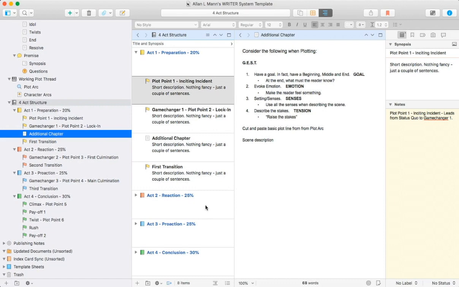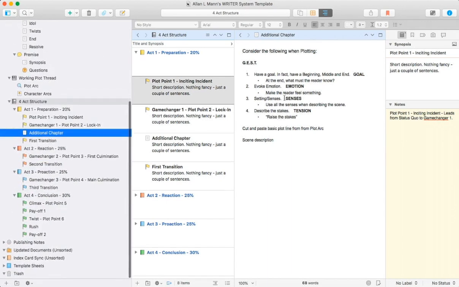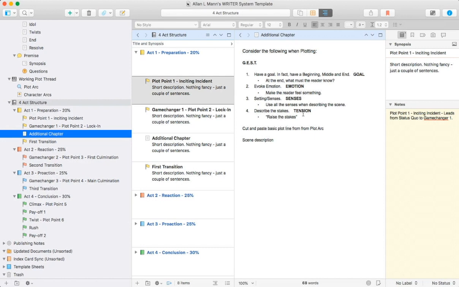But in all of these, what I want you to look at is the following when you plot each of these sections. Again, we're not writing whole chapters. We're not writing dialogue. This is very high level, broad brush strokes. One thing to remember would be GEST, something that works for me. So when you're plotting each of these sections, think GEST, just like writer. What does all that mean?